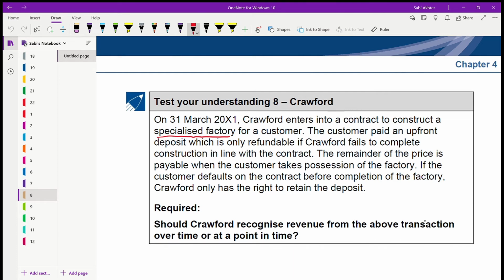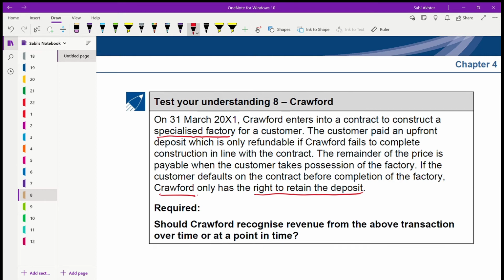If the customer defaults on the contract before the completion of the factory, Crawford only has the right to retain the deposit. Okay, in case the customer is not able to pay before the factory is completed, they default on the payment. What happens? The entity only has the right to retain the deposit. They will retain the deposit. They will not give back that deposit to the customer. They cannot say, okay, we want the full transaction price. If the customer defaults, they cannot.